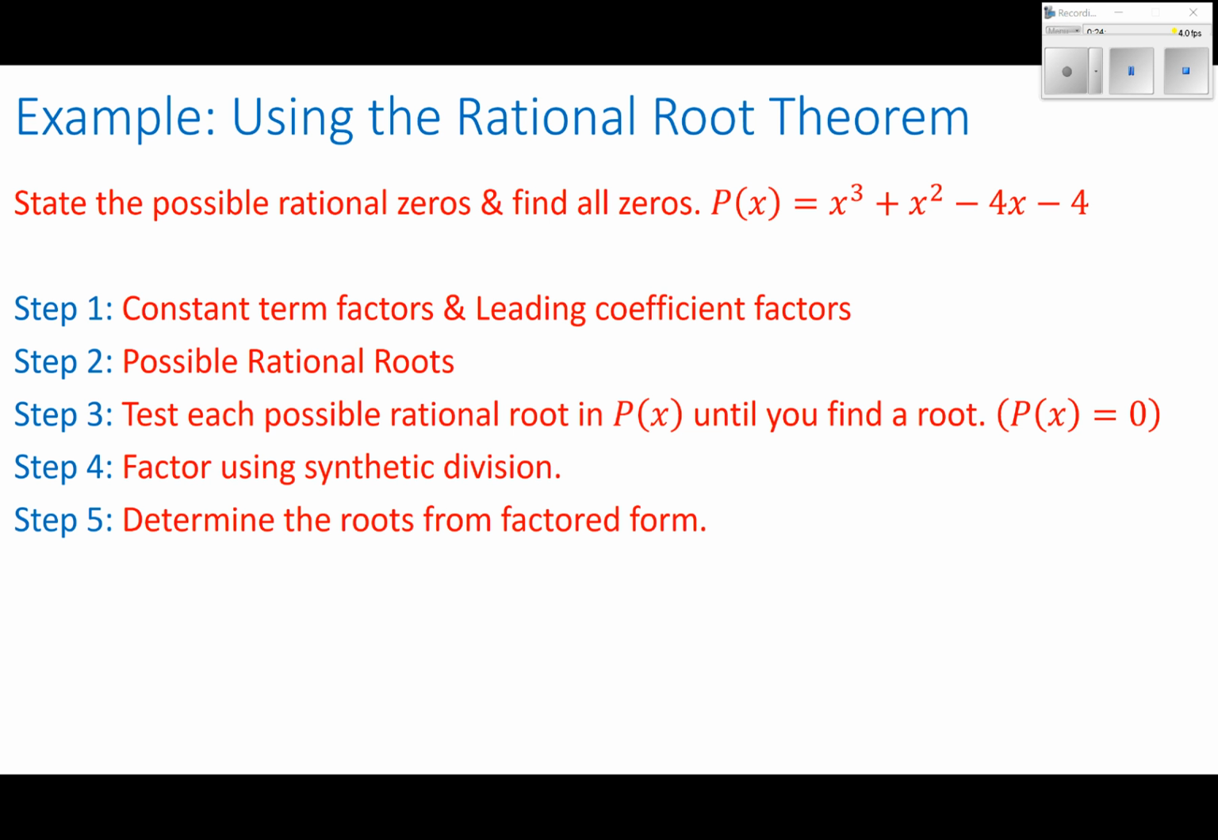We have all those possible ones, and we start picking them off one by one. Simply put it right into the equation. Until you get an answer of 0, you have to keep going. But as soon as you get an answer of 0, you can stop. You're done with that step. Once you have that 0, put it in with synthetic division. Synthetic division is really allowing you to factor. So now we'll get the factors of our polynomial. We will not have a remainder, because that was the whole thing in step 3, eliminating the remainder. And then lastly, determine the roots from that factored form.